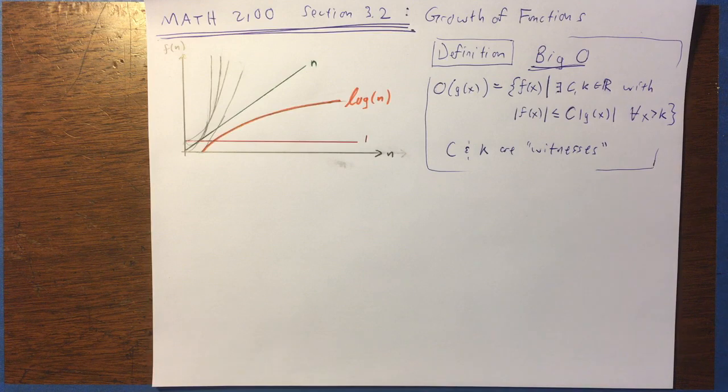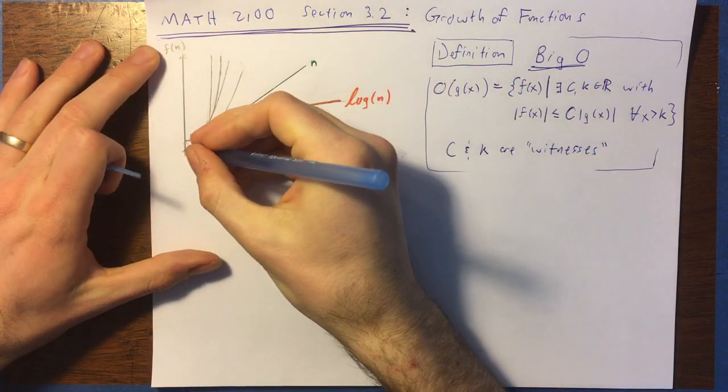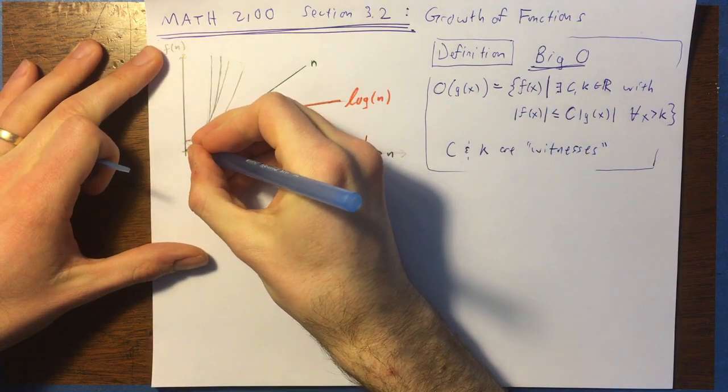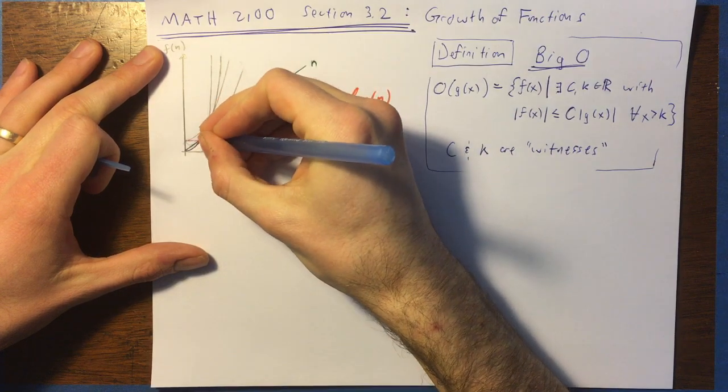Now, a function that grows faster than n, one example is n squared. n squared grows faster than n, so I'm going to plot n squared right here. n squared is this function.